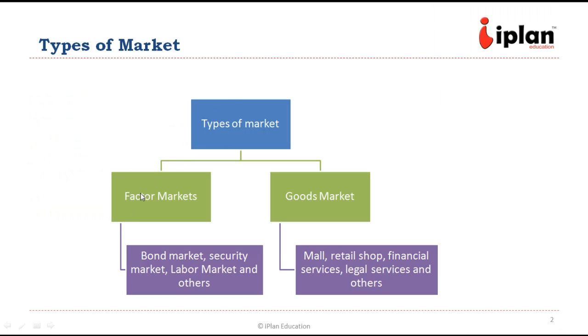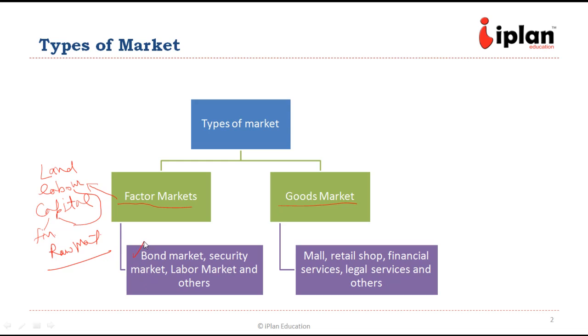Broadly there are two kinds of market. One is factor market, another is goods market. What are the factors? Factors are inputs to an economy or to a company. For example, they could be land, labor, capital, which could be financial capital, or human capital, which is labor. Fourth could be raw material. So these are all factors.